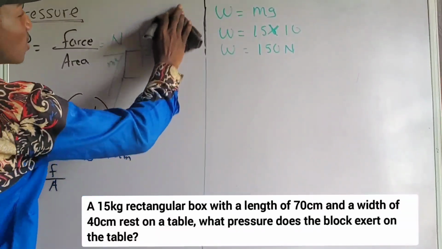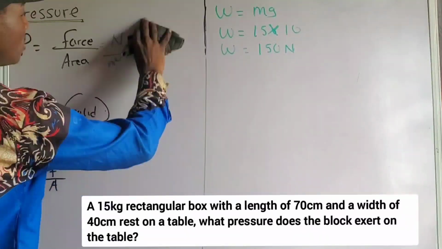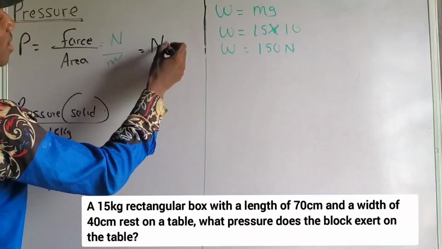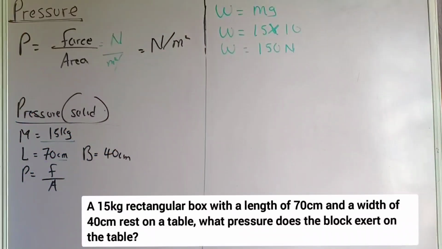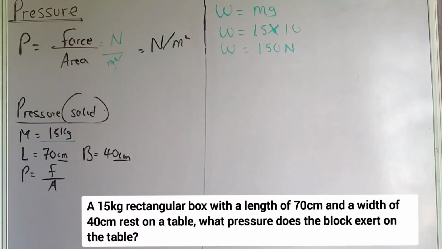So let me just erase this. I just use this as an example. So the unit of pressure is Newton per meter squared. Do you get it? Now we are given the length in centimeter and the breadth in centimeter. So what are we going to do? We need to convert both to meter, right? Now to convert centimeter to meter, what are you going to do? Just divide by 100.